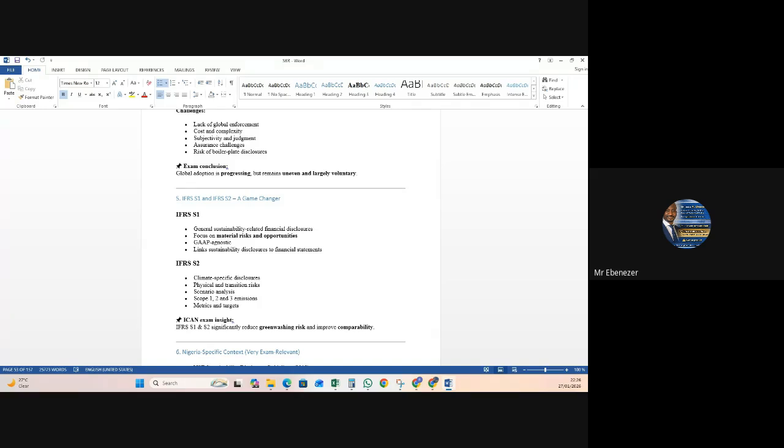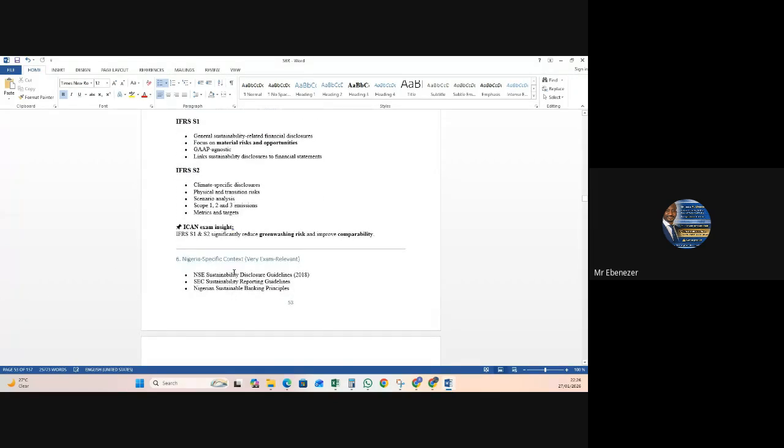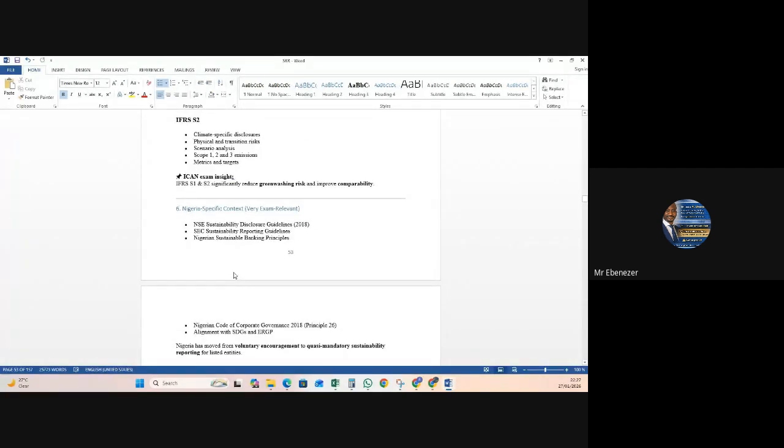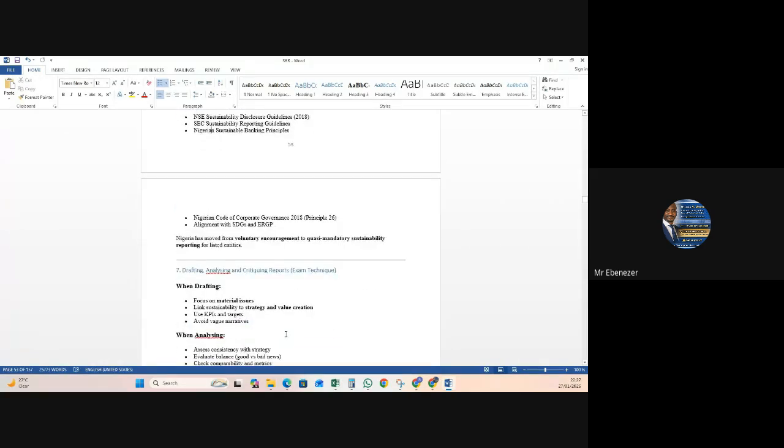To improve comparability in our integrated reports. So that's it. Now we have the specific Nigerian context, where we have the Nigerian Stock Exchange Sustainability Disclosure Guidelines of 2018, the Securities and Exchange Commission Sustainability Reporting Guidelines, the Nigerian Sustainable Banking Principles, the Nigerian Code of Corporate Governance 2018, NCCG. Then we have alignment with SDG and ERGP. All right, so these are the things.